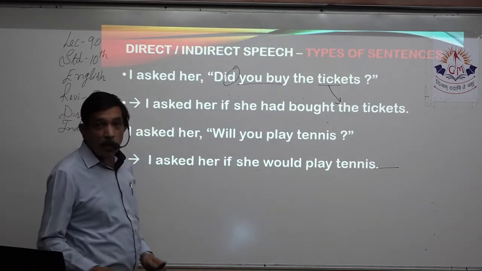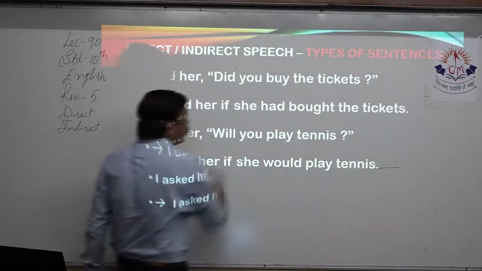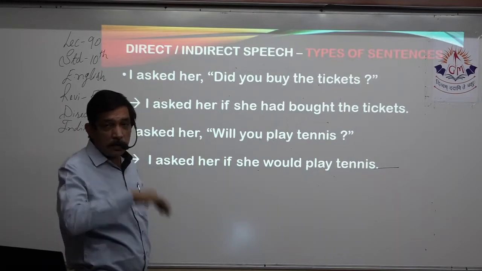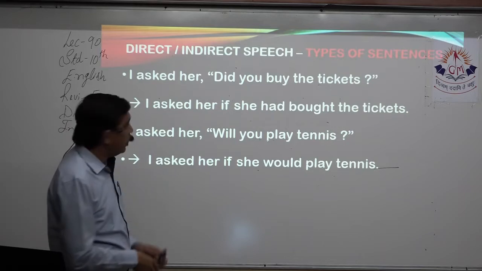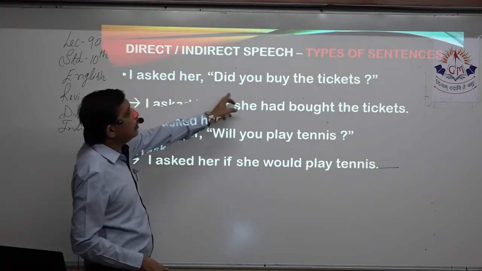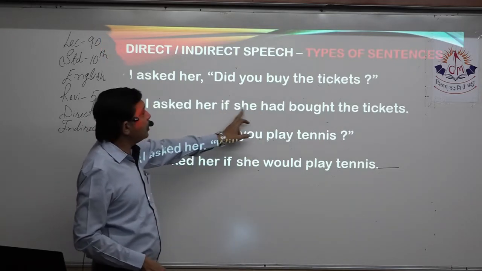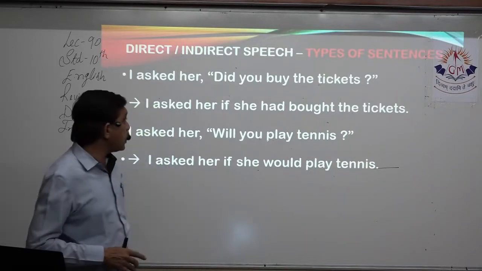Now, what about the do form? What happens when the do form is used? We already know "did" is past tense, and past tense changes to past perfect. So "did" becomes "had." So: I asked her, "Did you buy the tickets?" I asked her, this is conditional, if she had bought the tickets. Now, how did this change happen?